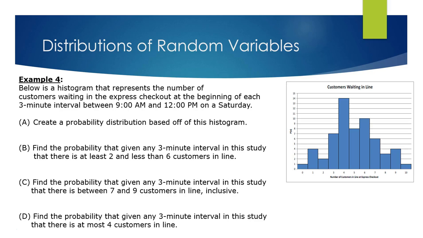You're given this data by customers waiting in line in the express checkout at the beginning of each 3-minute interval between 9 a.m. and 12 p.m. on a Saturday. So basically, if I look at the data here, under the horizontal axis 3, that means how many 3-minute intervals there were where I had 3 customers waiting in line in the express lane.